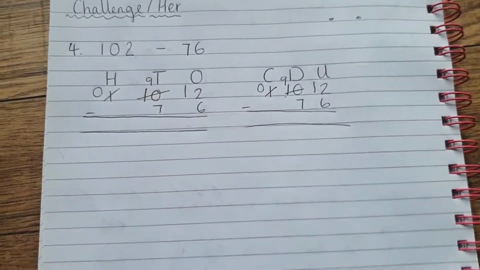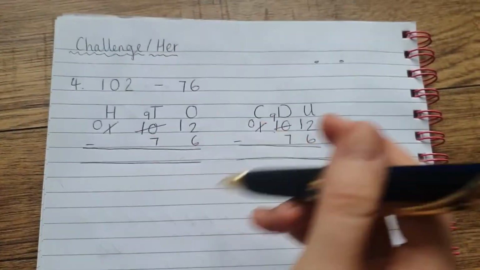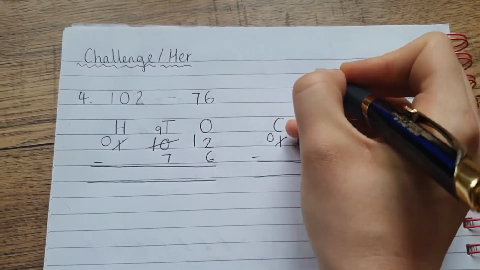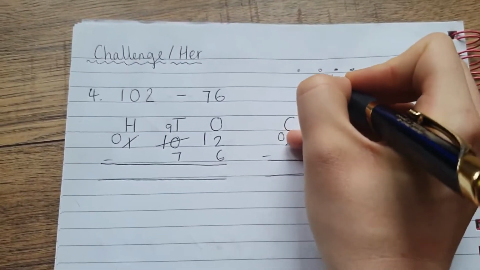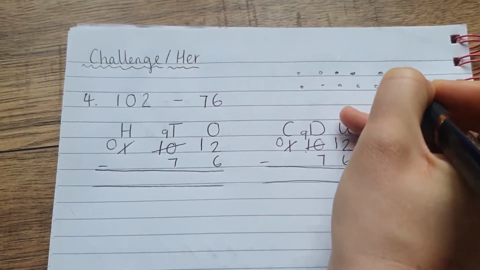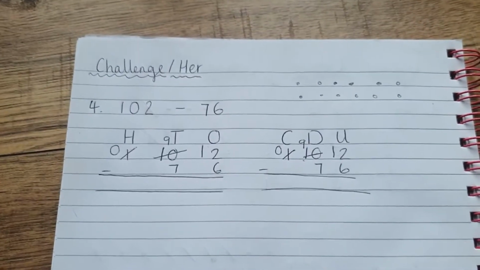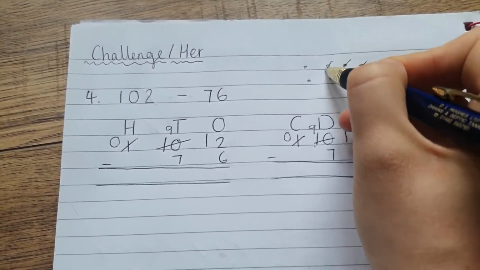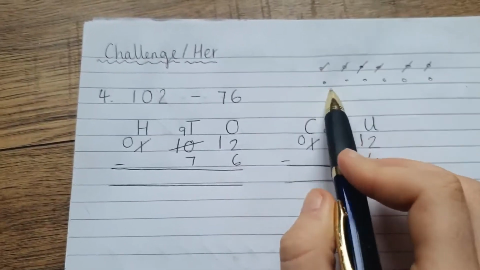Which leaves us with 12. So now let's see if we can solve this problem. We're going to add the 10 here that we've borrowed. 4, 5, 6, 7, 8, 9, 10. And now we're going to take away 6. 3, 4, 5, 6. Which leaves us with 6.